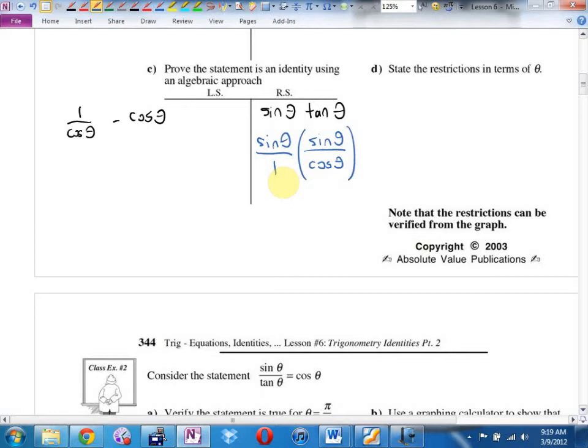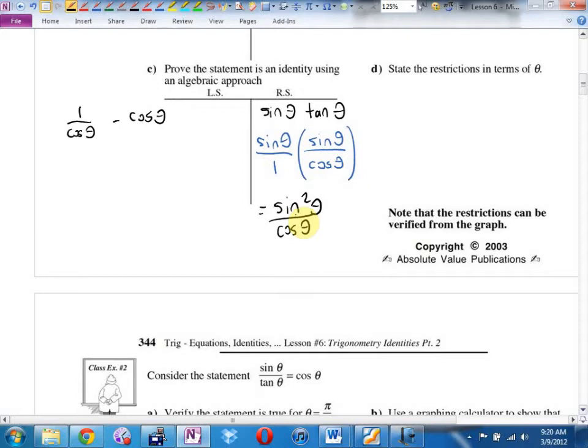Do I have 1 fraction times 1 fraction, Mitsu, on the right-hand side? Then how do I multiply fractions? That's the easiest one. Top times top, bottom times bottom. So what is sine times sine, Asar? And what is 1 times cos? And I think I'm done with the right side for now. I can't see anything else.